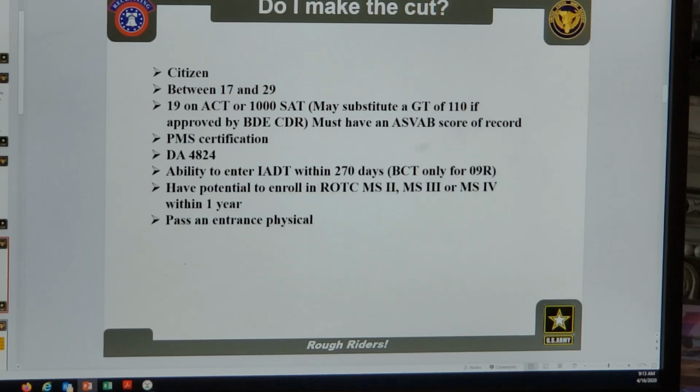All right, the DA Form 4824. You got to have that filled out. That's pretty easy, and we'll get into what needs to be filled out on that. Looks kind of scary, but it's really not once you know what you got to check and all that stuff.